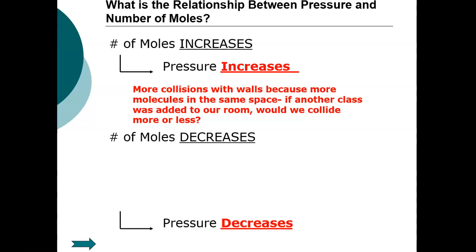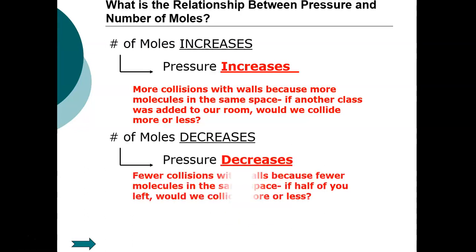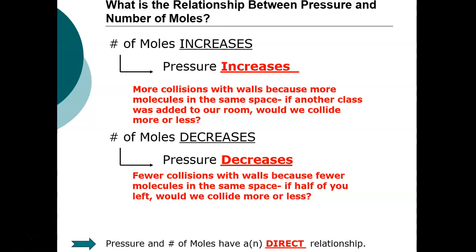Similarly, if the moles decrease, the pressure decreases, and that's because there are fewer collisions, right? Fewer molecules in the same space. If half the class left, we would collide less. So pressure and number of moles, again, have a direct relationship. As moles increase, pressure increases as well.